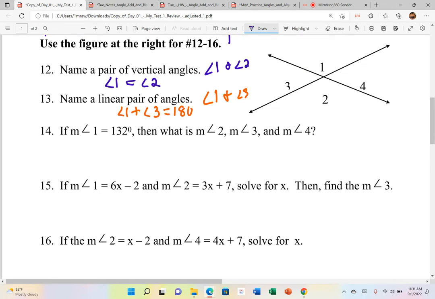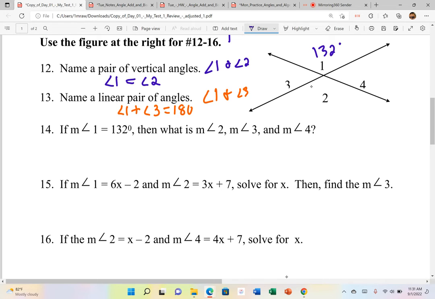It says if the measure of angle 1 is 132 degrees, then what is the measure of angle 2, angle 3, and angle 4? Well, we just got finished saying angle 1 and 2 are what? They're the same. They're vertical angles, right? Angle 1 is congruent to angle 2, so therefore angle 2 is also 132 degrees. So we found angle 2.